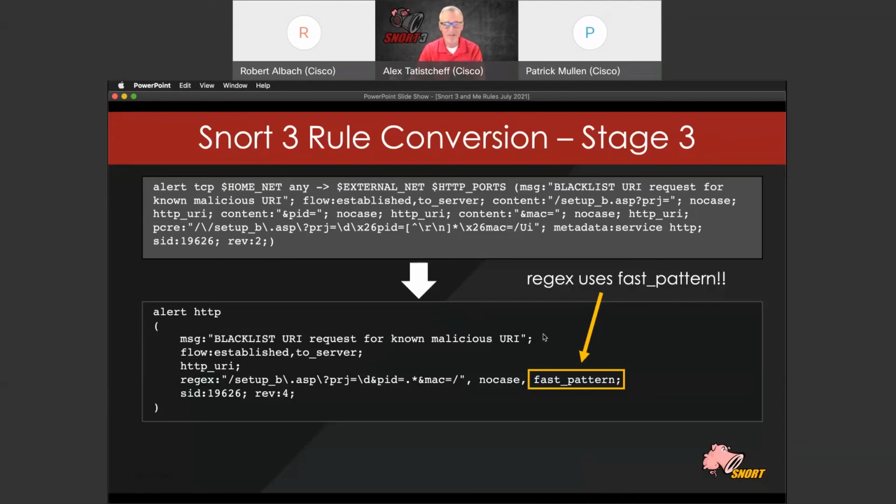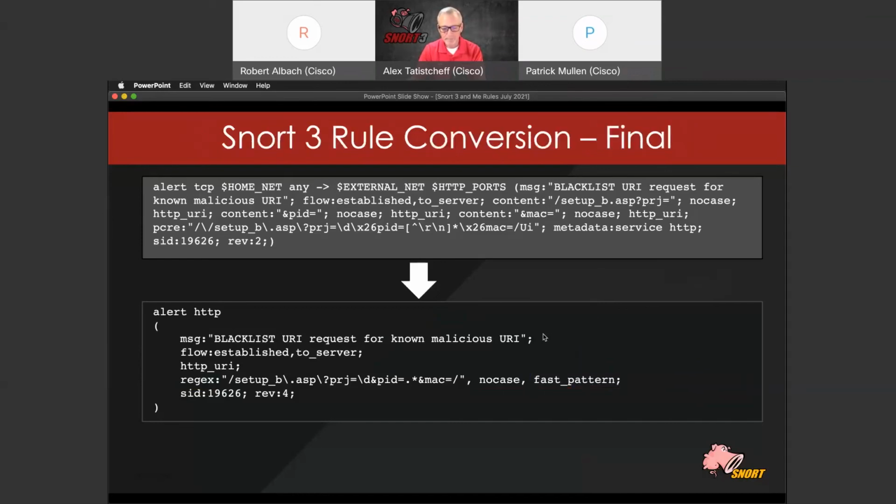If you're using this on an ARM system, an ARM processor, regex will give you the fast pattern matcher, but it won't give you any performance benefit. You're paying the same here as you would with the PCRE as far as performance. You still get the fast pattern, so your performance gains won't be as good. So okay, regex uses fast pattern. So there's my final rule conversion.